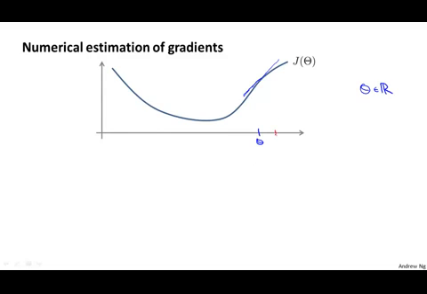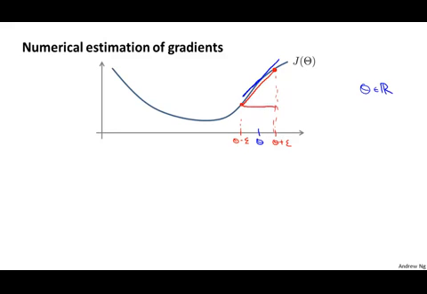I'm going to compute theta plus epsilon, so a value a little bit to the right, and I'm going to compute theta minus epsilon, and I'm going to look at those 2 points and connect them by a straight line. I'm going to use the slope of that little red line as my approximation to the derivative, where the true derivative is the slope of that blue line over there. So it seems like it'd be a pretty good approximation.